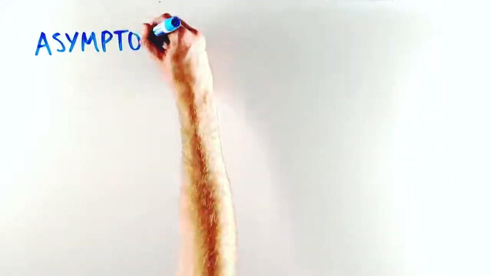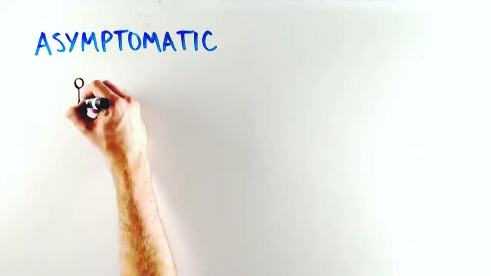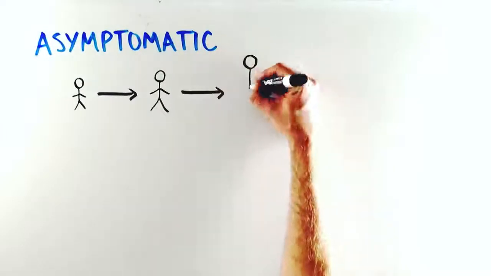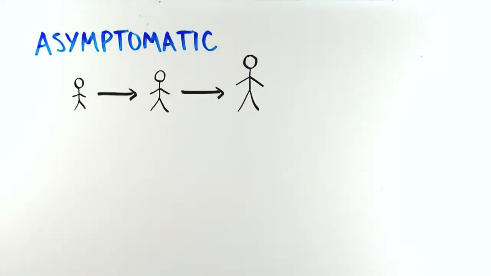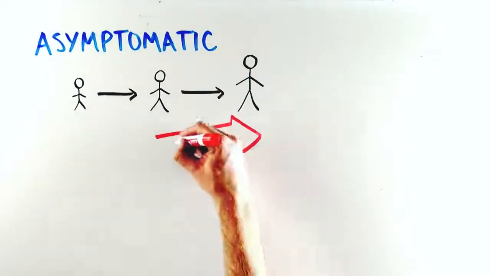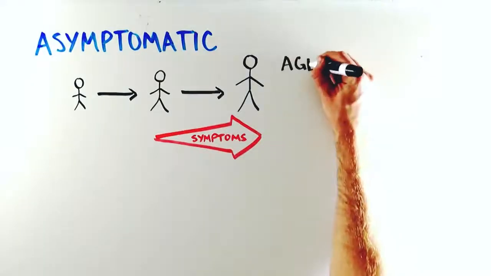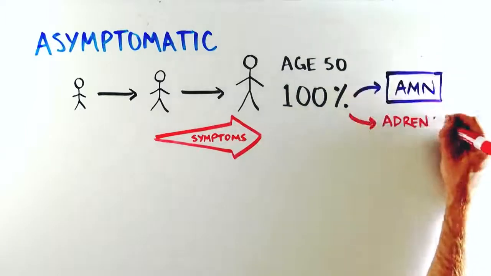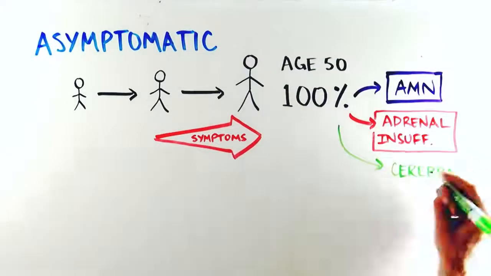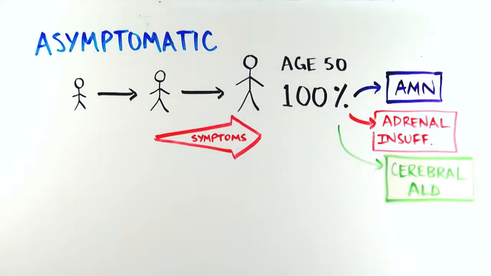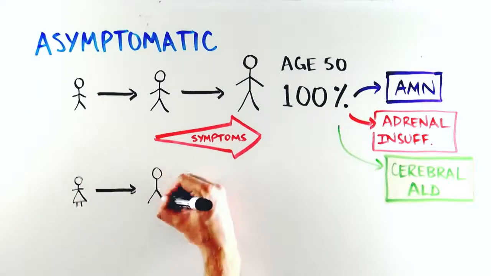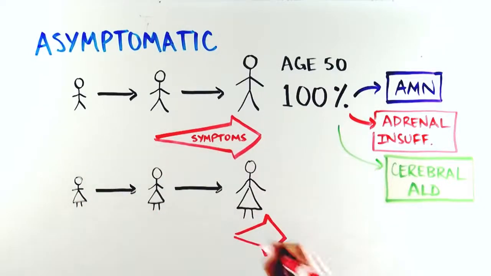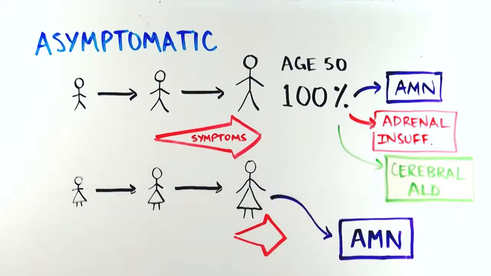Let's start with the asymptomatic phenotype. All patients with ALD are completely asymptomatic for the first few years of life. During childhood and adolescence, men may begin developing symptoms, and by age 50, essentially 100% of men with the ALD genotype will have developed at least one of the ALD phenotypes or symptoms. On the other hand, women with the ALD genotype rarely develop symptoms before reaching adulthood, and then the symptoms are usually limited only to 1 phenotype, adrenomyeloneuropathy, or AMN.